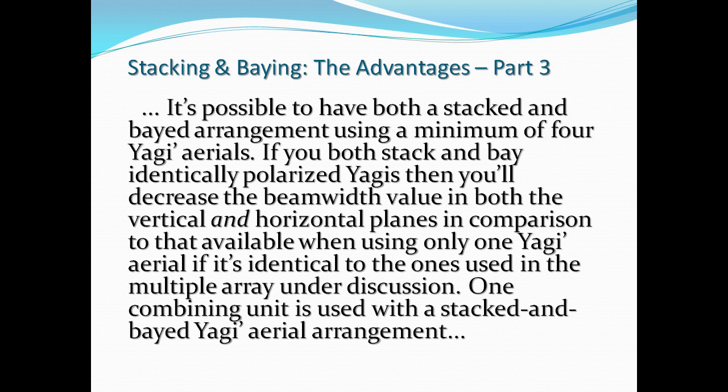And note, you have to have all 4 Yagis in a stacked and bayed arrangement of 4 Yagis orientated with the same polarization. If you have, say, one Yagi vertically polarized and the other 3 horizontally polarized, or 2 of them vertically polarized and the other 2 in the stacked and bayed arrangement, the reverse polarization, you'll cause an impedance mismatch and you'll lose signal level. In other words, you'll make such a stacked and bayed arrangement useless. You have to have all the Yagis vertically polarized or have them all horizontally polarized for maximum signal level to be output from a stacked and bayed arrangement of Yagi aerials.